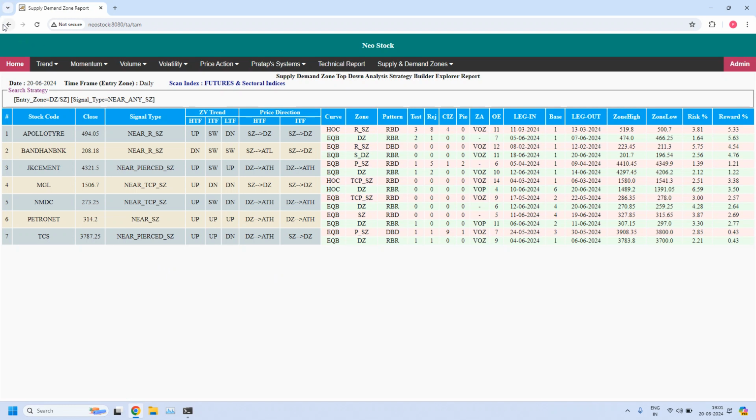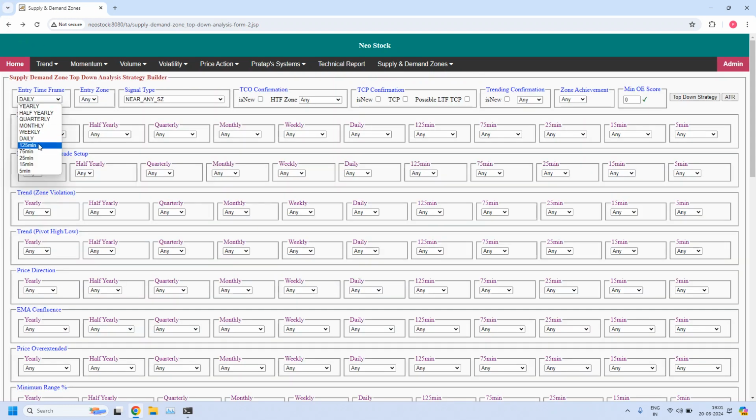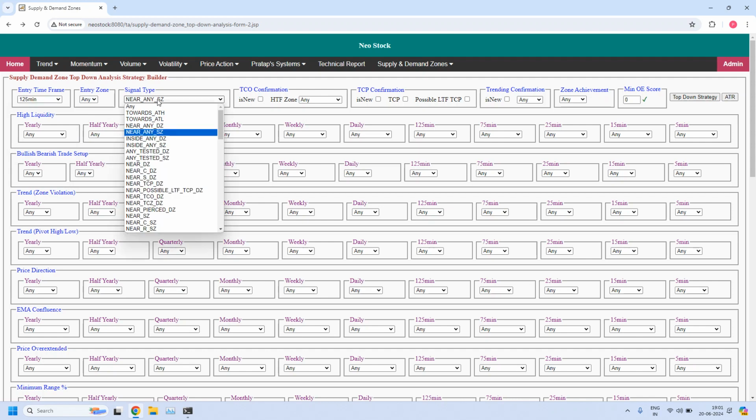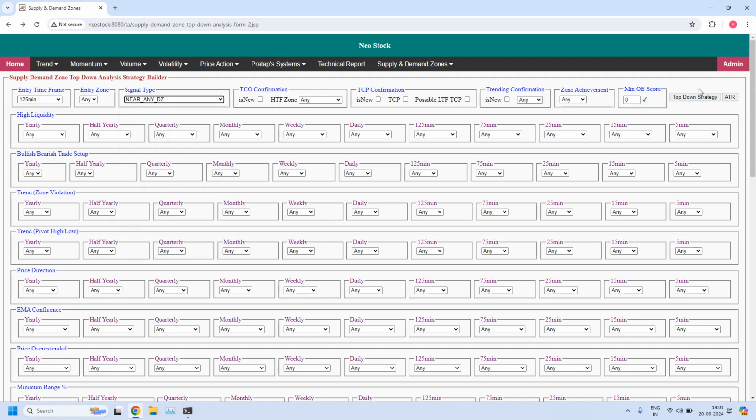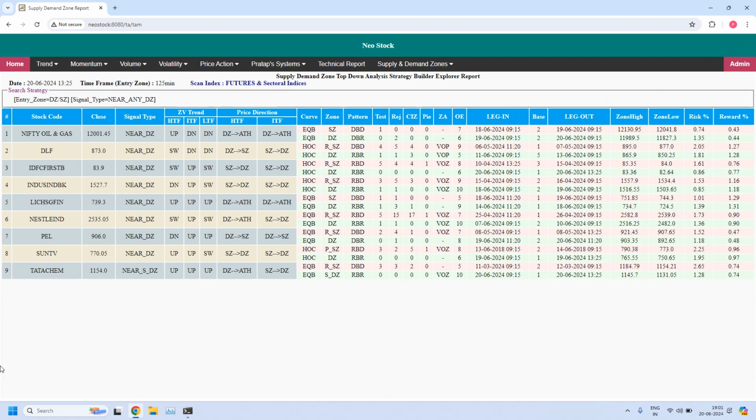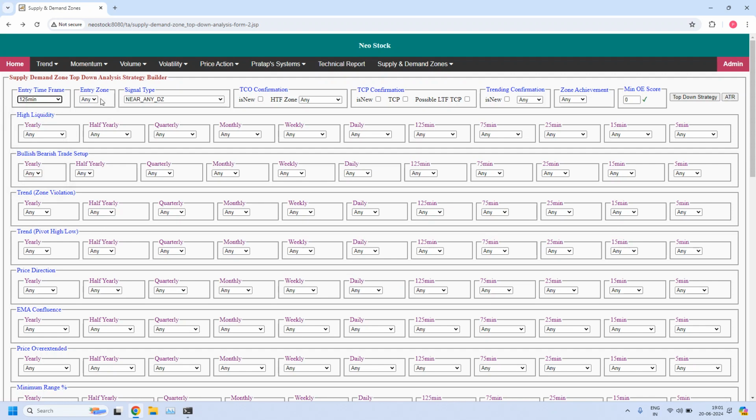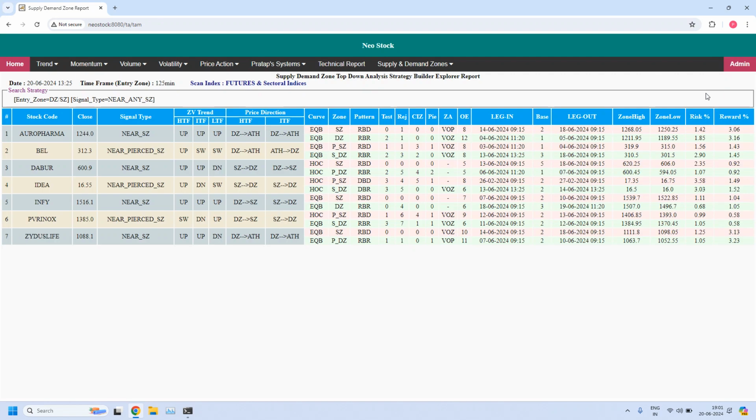Okay, I am going back, generating the next report for 125 minutes time frame. Let us find the stocks near 125 minutes demand zone. These 9 stocks are filtered. So let me go back. And for 125 minutes time frame, let us find the stocks near 125 minutes supply zone. 7 stocks are filtered near to the 125 minutes supply zone.